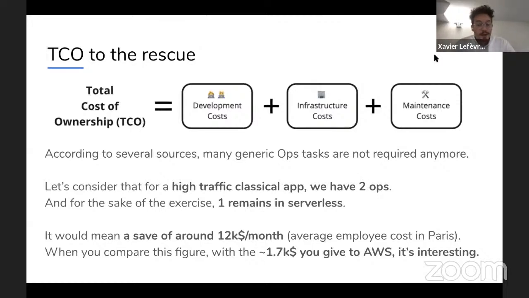because we reduced by 1 divided by 2 the size of the ops team, which is a calculation made based on an average employee cost in Paris for a company. So just taking this figure, when you compare it with the $1.7K you give to AWS on the traffic, on the high traffic example above, it starts to get quite interesting.